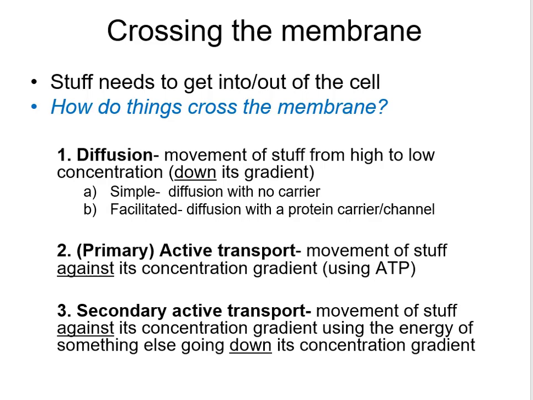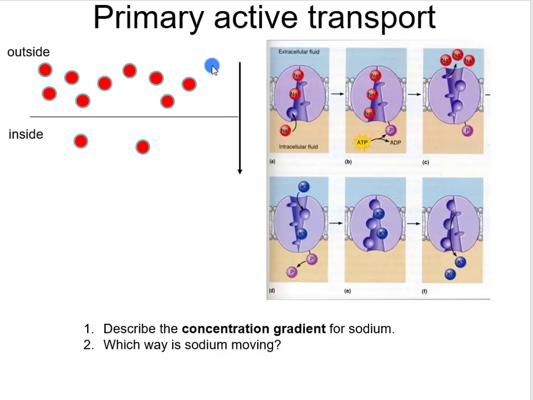Let's look at primary active transport first. What we have here is an image. And this image is a little tough to decipher without any setup. So what I've created here is showing you that these little red dots are sodium. I'm telling you they're sodium, and they are located in high concentration outside the cell. And on the inside of the cell, they're located with a low concentration.